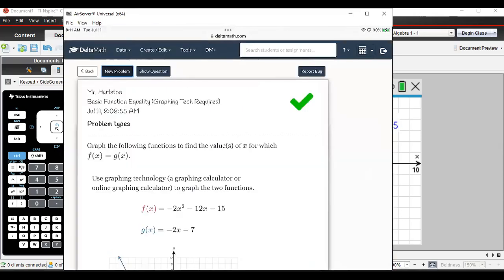So all of these questions, or most of the questions, you can use your graphing calculator to find the intersections. Use menu 64 if you need to. Some of the questions will give you the graphs. You just have to be able to find the intersections and enter the x coordinates.